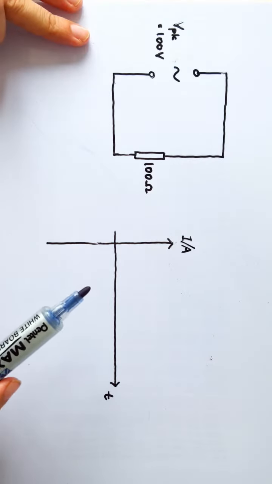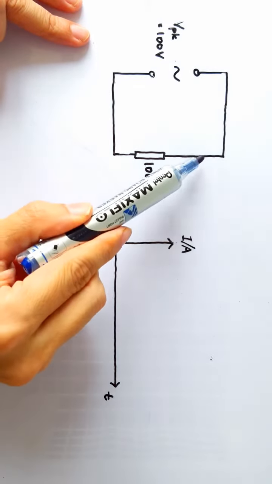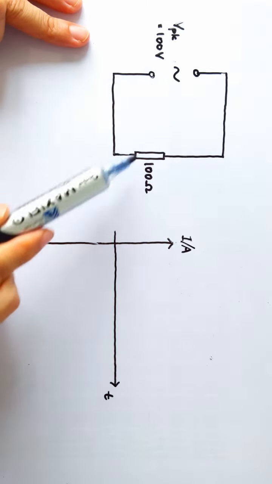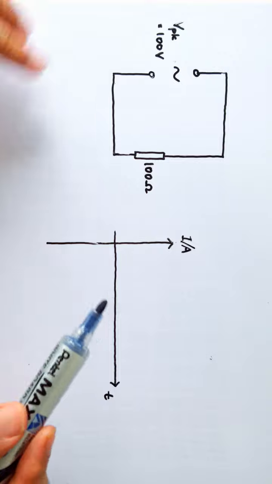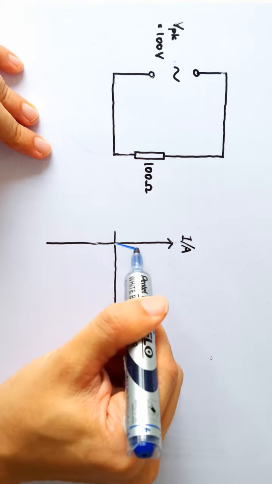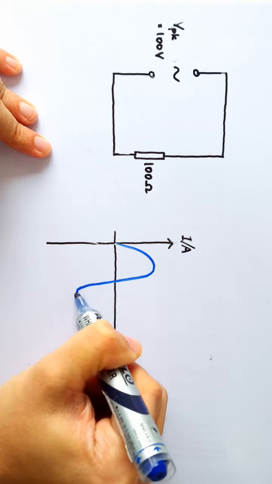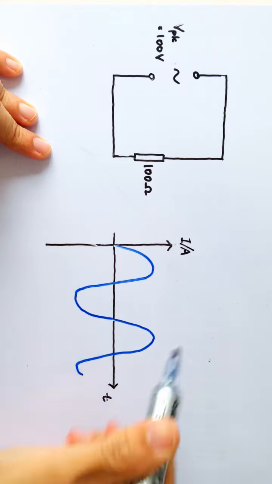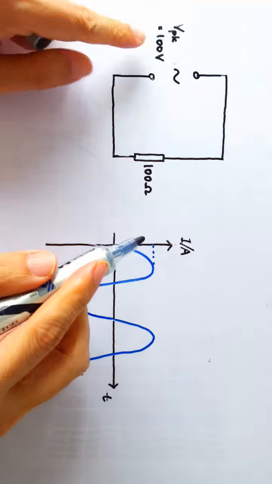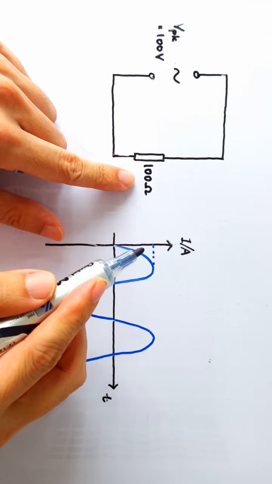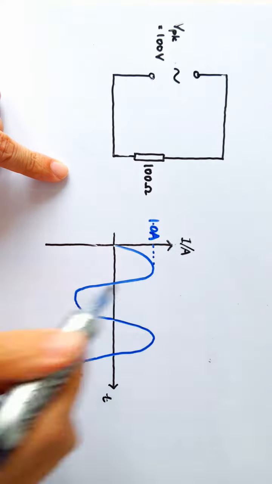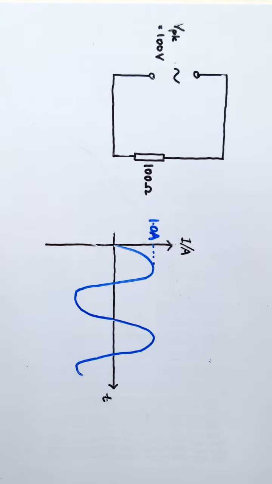Okay, for this question, let's start off without the diode first. All we have is a sinusoidal voltage applied across 100 ohms. So of course we are going to get a sinusoidal current, and we know the peak current is going to be 100 volts divided by 100 ohms, so 1 amp. That's the peak current.